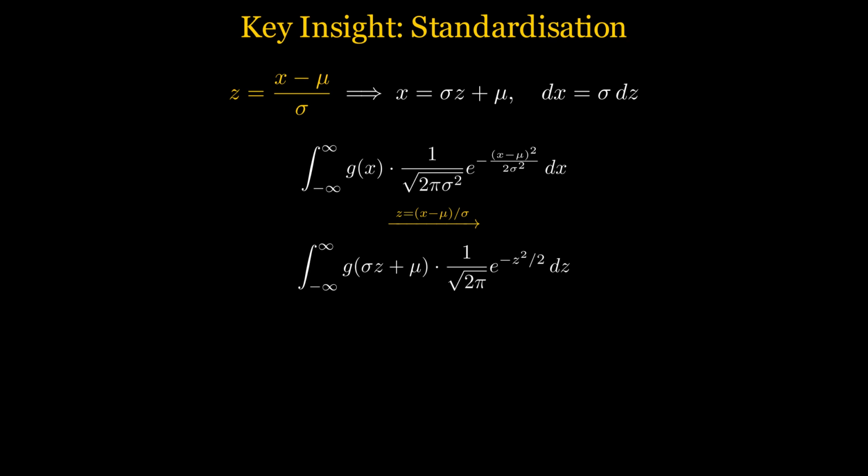Under this substitution, x equals sigma z plus mu, and dx equals sigma dz. Any integral over the general normal distribution transforms cleanly into an integral over the standard normal, which has mean 0 and variance 1. All the technical work then happens in that simpler, cleaner form. This substitution is the single most powerful tool in normal distribution calculations.